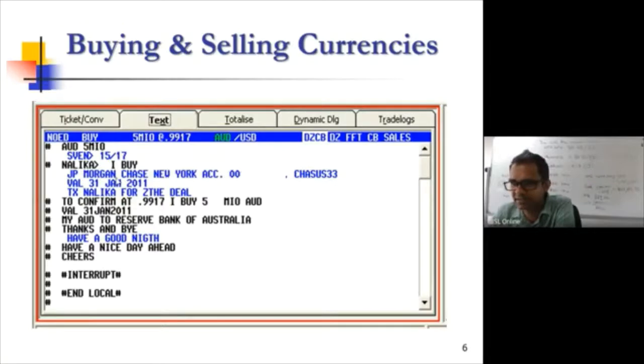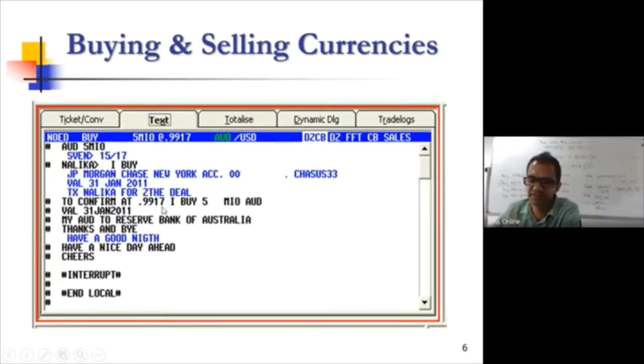Nothing else. Within a few seconds, probably less than a minute, you conclude this part. If you want to buy, you say buy, or if you want to sell, you say sell, something like that. Then what is below that, that party is giving the instructions. Since we are buying Australian dollars, we have to pay US dollars. To where should we pay the US dollars? It's with the JP Morgan Chase New York Bank. This is the account number. I deleted it, and the value date is 31st January 2011.